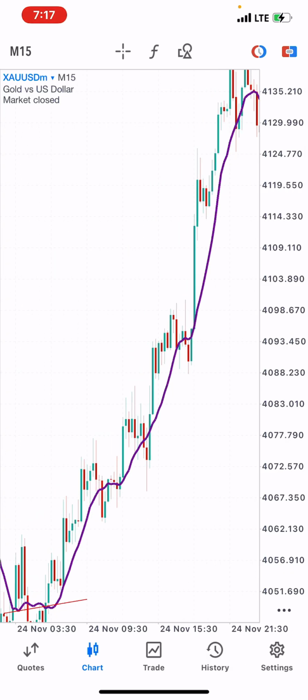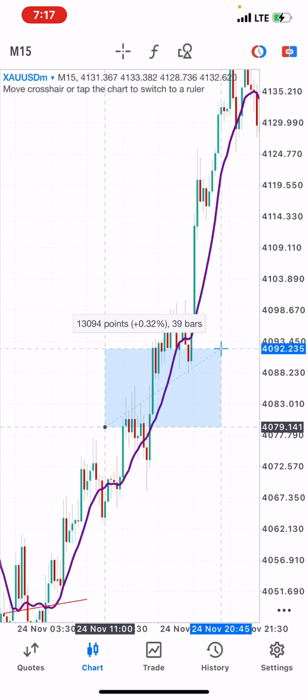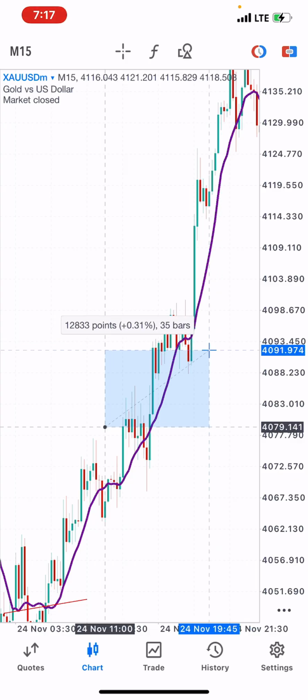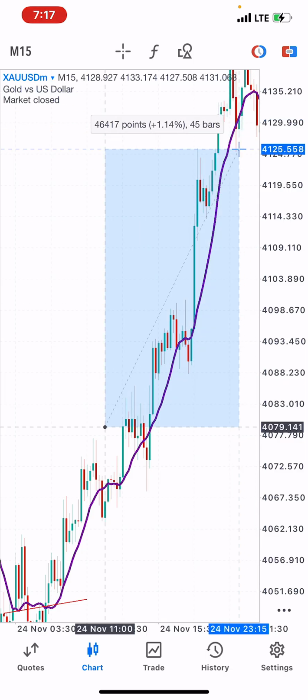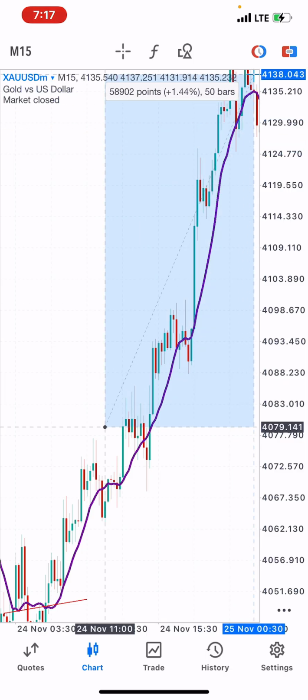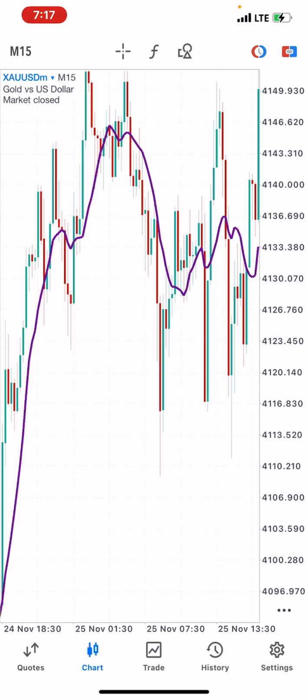Just like here, market came to this place, reacted, closed above the moving average, and immediately the next candle pushed and continued pushing upward. So that is how to trade with this combination of strategy.